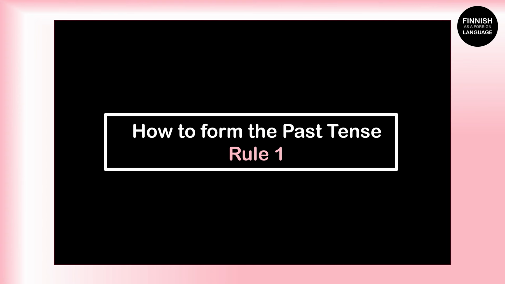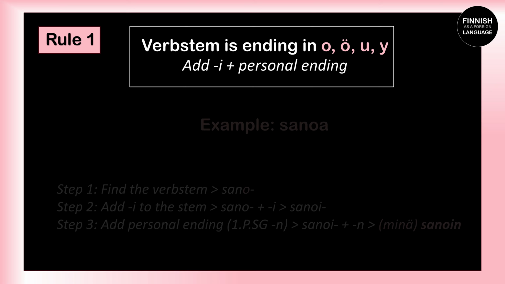How to form the past tense. Rule number 1. If the verb stem of a verb is ending in the letters O, Ö, U or Y, then we have to add the past tense marker I to it plus the personal ending.